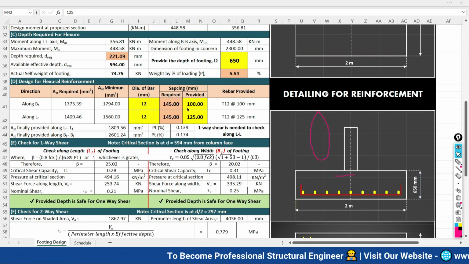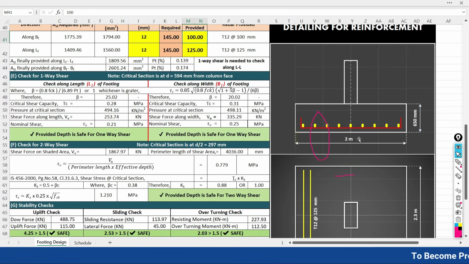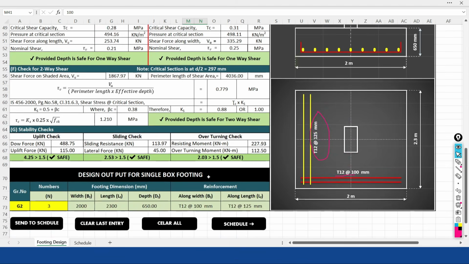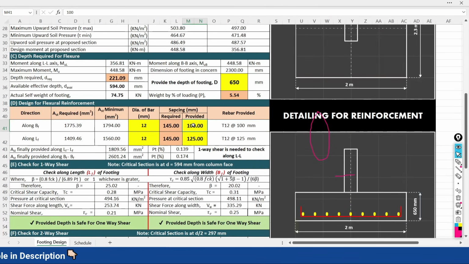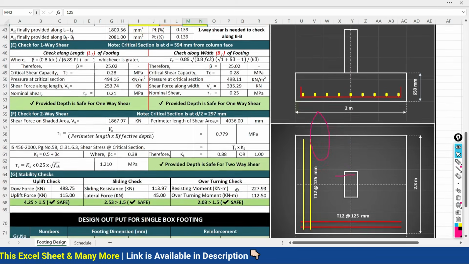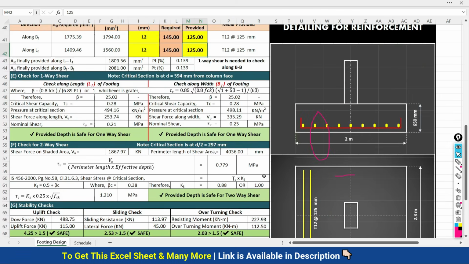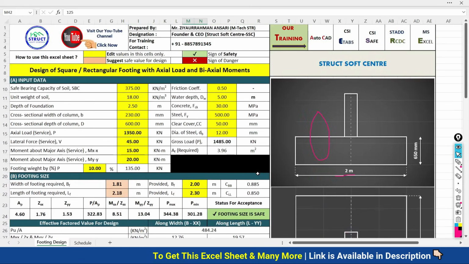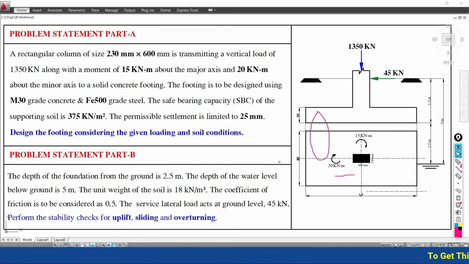So whatever the things you are going to choose while designing it, it is going to be updating in your detailing, and it is going to be updating in your schedule. So in respect of your design, everything is going to be prepared. Hope that you all understood how to use this spreadsheet for designing of your foundation when the foundation is going to be subjected to axial load as well as biaxial moment, and we have taken the help of this problem statement to design this foundation.